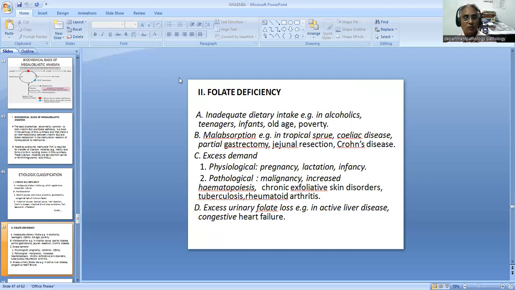This is also because of malabsorption folate deficiency, especially in tropical sprue, celiac disease, partial gastrectomy, jejunal resection, or Crohn's disease. There may be an excessive demand, for example, in physiological pregnancy, lactation in infancy, or pathological in malignancy or increased hematopoiesis, chronic exfoliative skin disorders, tuberculosis, and rheumatoid arthritis. These conditions lead to the excessive demand, and this is responsible for folate deficiency. Excessive urinary folate loss, that is, in active liver disease or congestive heart failure.